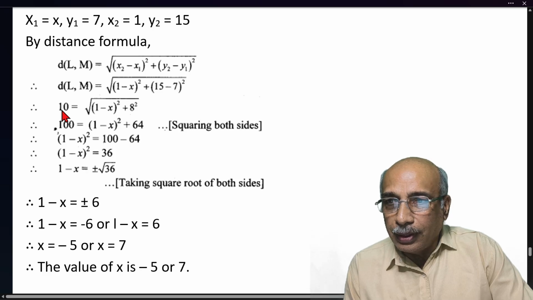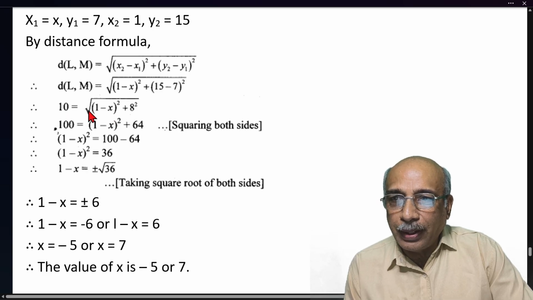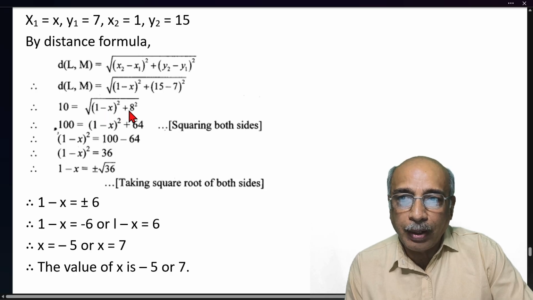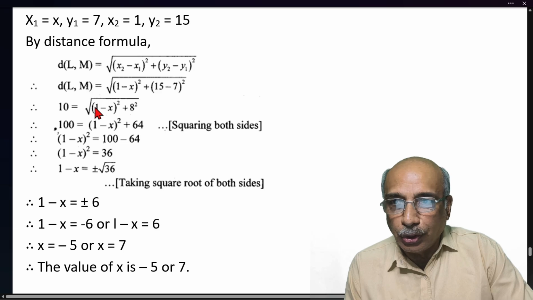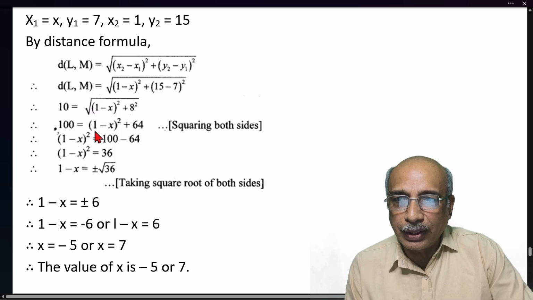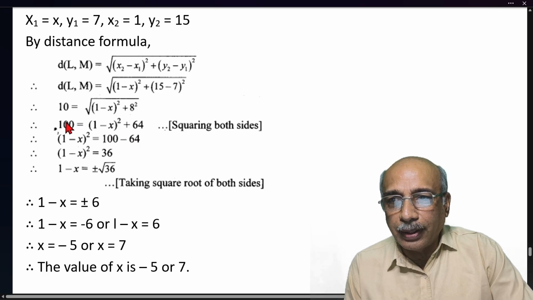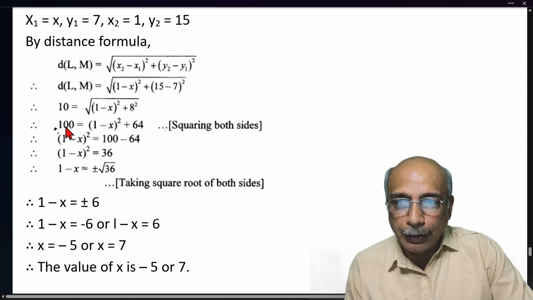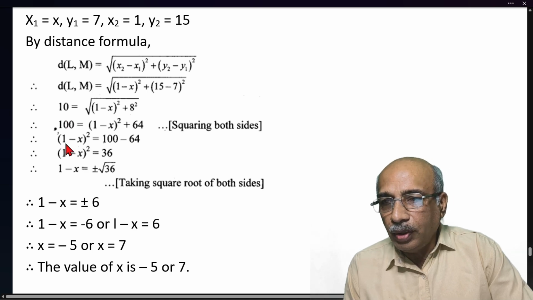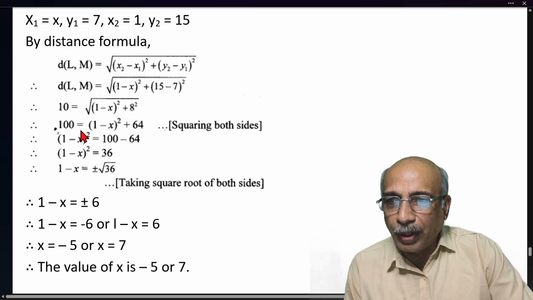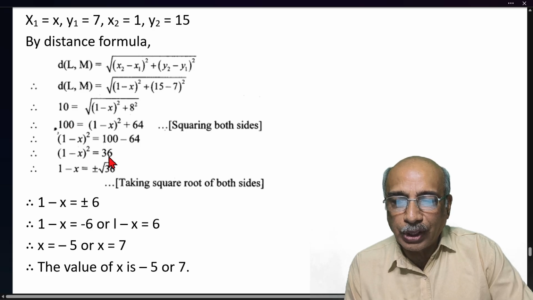Substitute here. Now simplify. 10 equals root of (1 minus x) whole square plus 8 square. By squaring both the sides, the square and square root will get cancelled. So what is left? (1 minus x) square plus 64, and 10 square will become 100. Therefore (1 minus x) square equals 100 minus 64. 64 went to the other side of the equal sign. So (1 minus x) square equals 36.